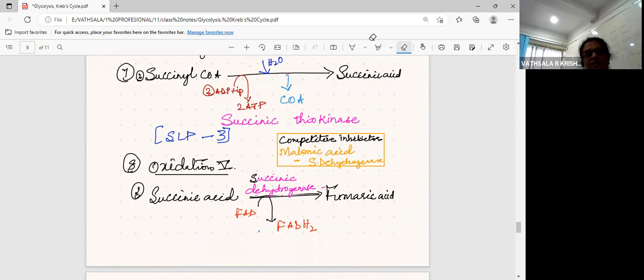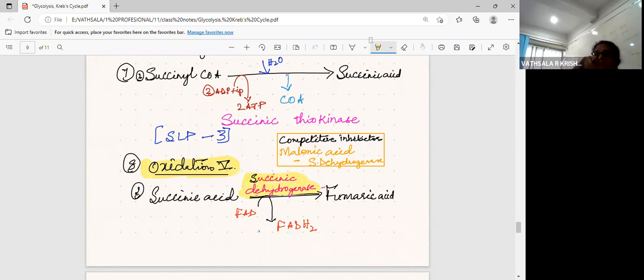So this oxidation helps in the formation of fumaric acid, by removal of hydrogen, by succinic dehydrogenase. Please remember this enzyme very carefully, we will come across it in the ETC, the electron transport chain. It is one of the components of the electron transport chain.